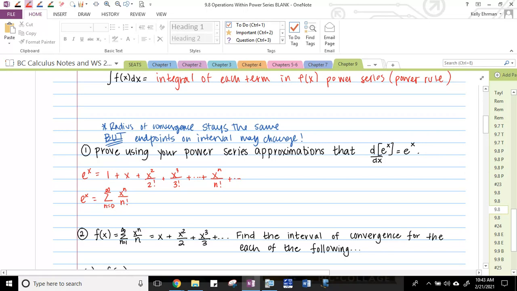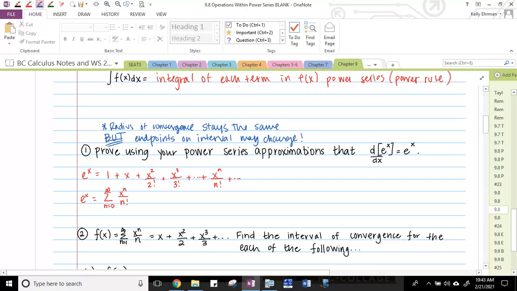If you plug in 0, x to the 0 over 0 factorial. Remember, 0 factorial is 1. So that's where that constant term comes from. Plus x to the first over 1 factorial, et cetera, et cetera. Okay, so here's e to the x.